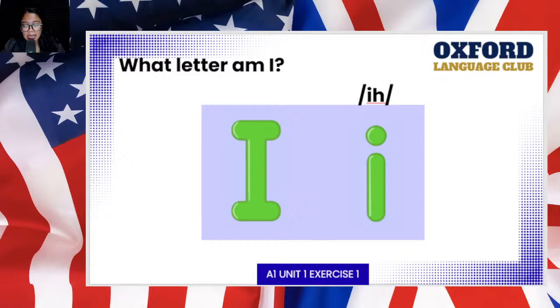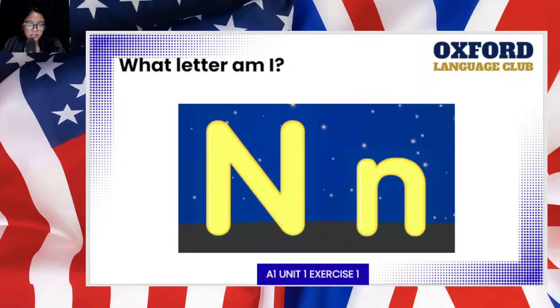Again, the name of the letter is I. Sorry for that. The name of the letter is I. Its sound or pronunciation is E. Again, E. Okay? Let's move on to the next letter.